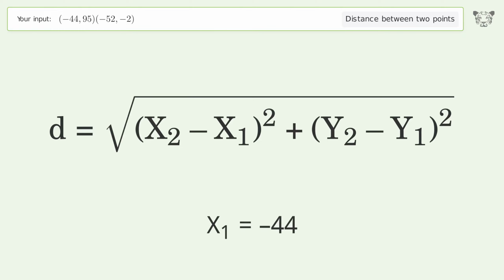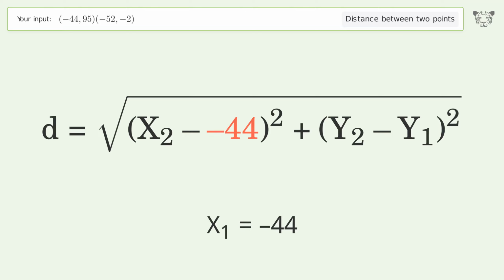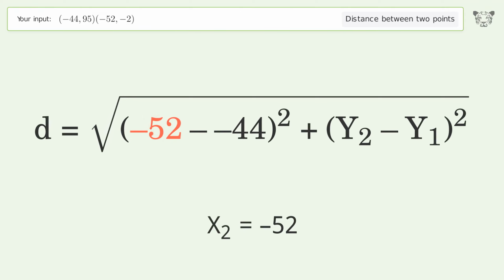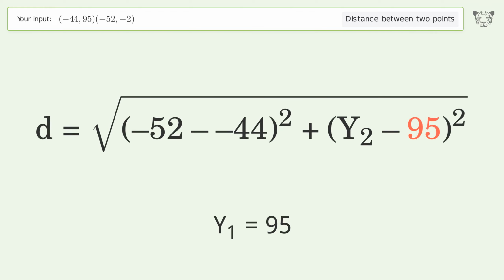x1 equals -44. x2 equals -52. y1 equals 95. y2 equals -2.